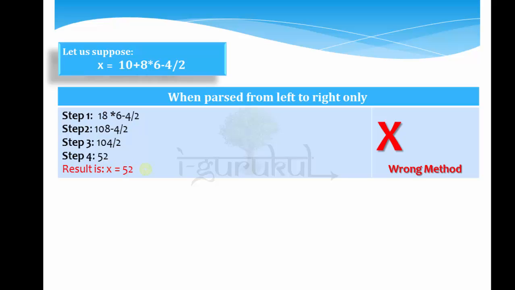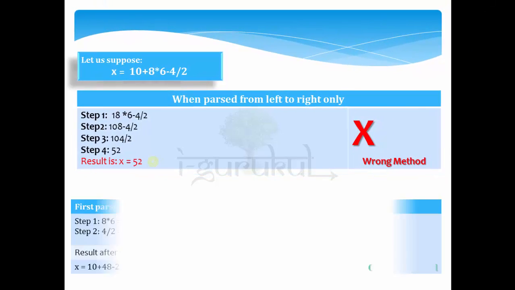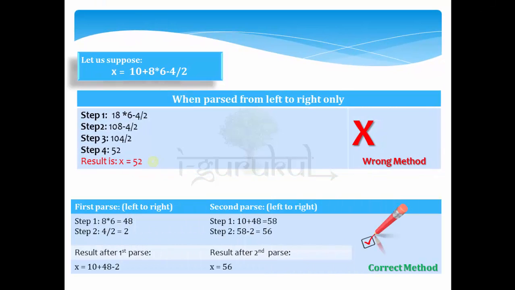So we have to follow the precedence to make it right. So what is the correct method? Every equation generally is traversed two times. In the first pass, it will first look for the highest preceding operators, that is our multiplication and division. So first of all, it will multiply 8 into 6. In the first step, we will get 48, and in second step, it will divide 4 by 2. That is 2. So the result after first pass will be 10 plus 48 minus 2. Then in second pass, it will again check for the highest priority.